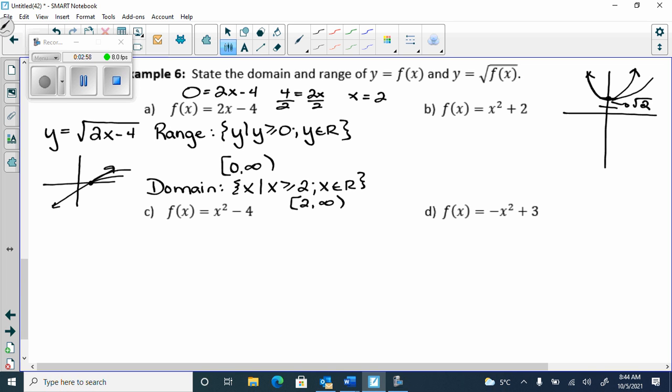And then these will all drop and you'll get a wider graph. That's all that's going to happen. So my range is going to be y such that y is greater than or equal to root 2.